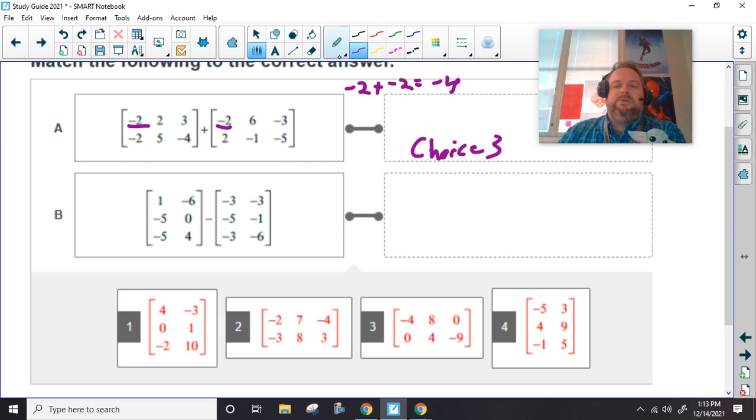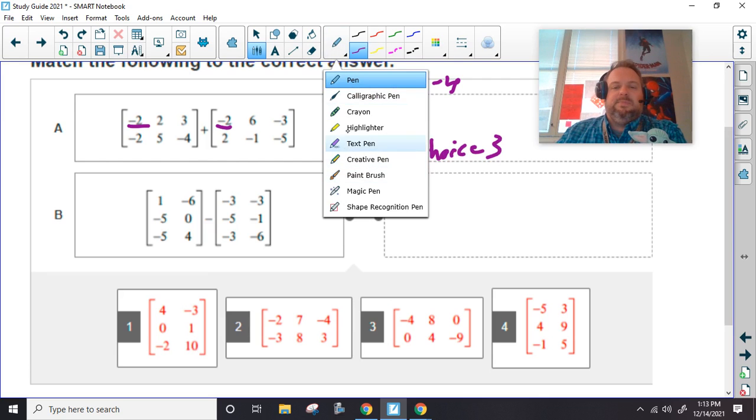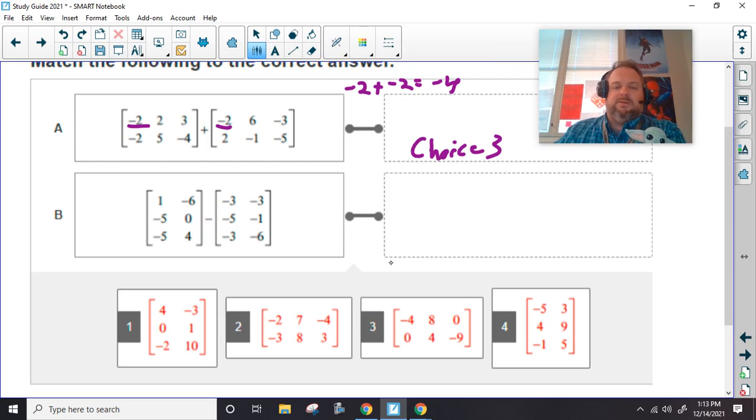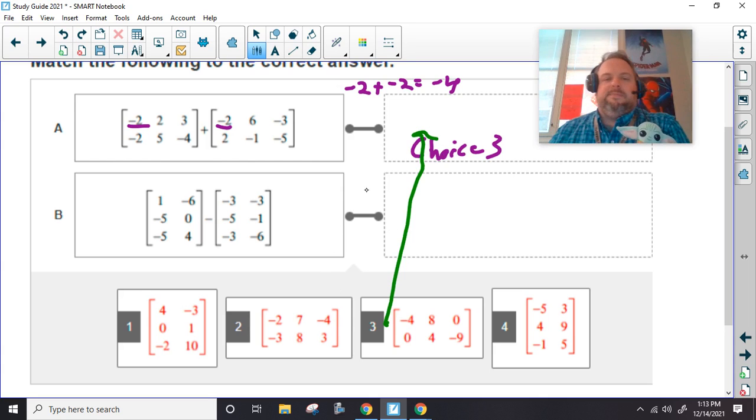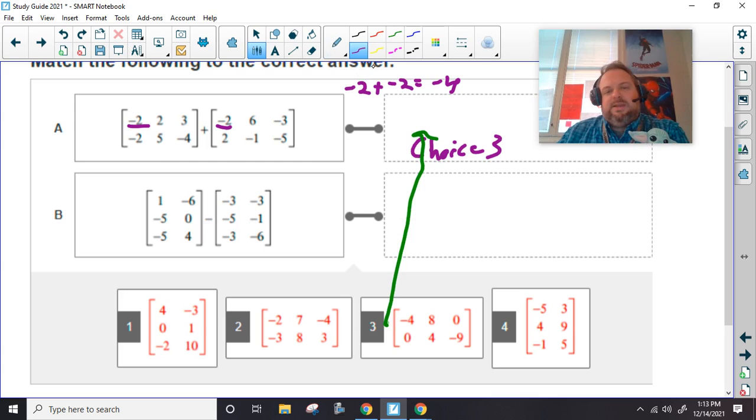Because what you'll do on the final or study guide is you'll basically click this, drag it here, and drop it, and it will go right there. All right. We can't do that on our paper, but potato, potato.